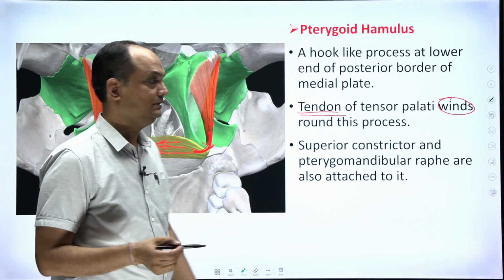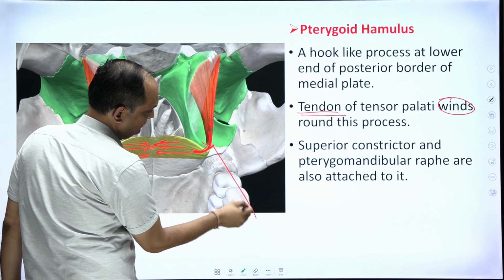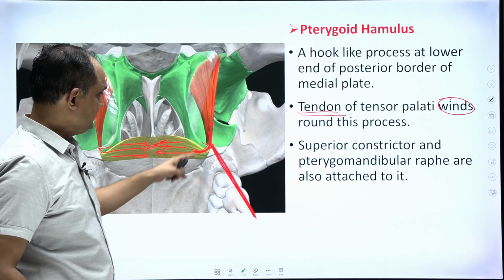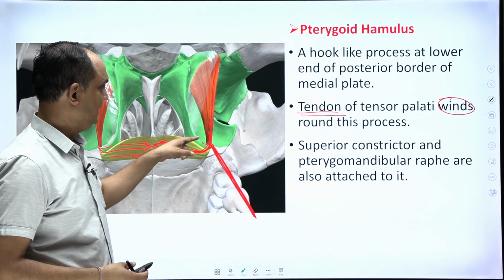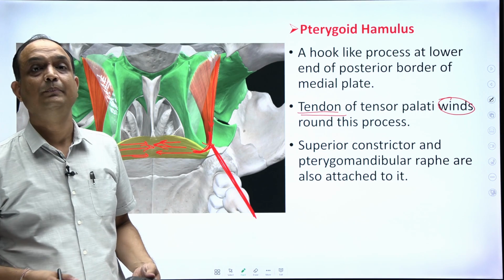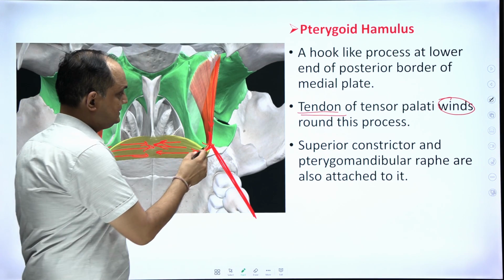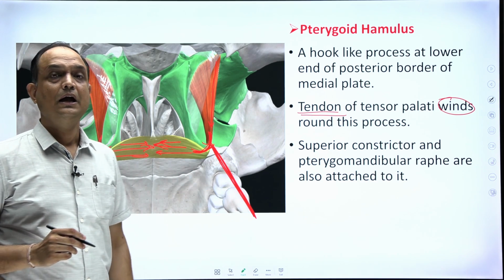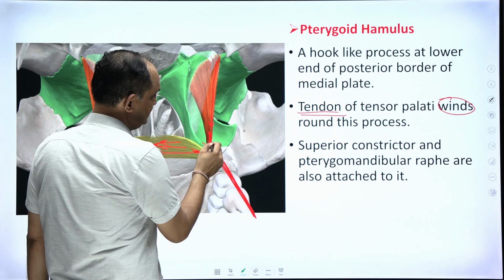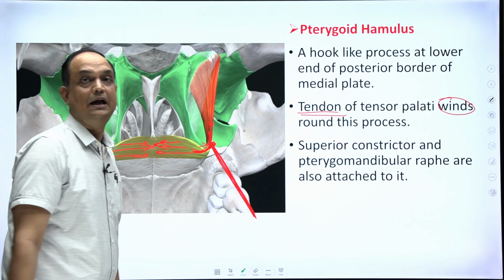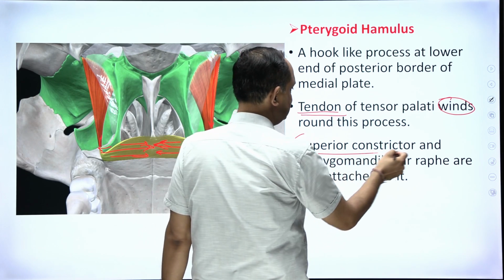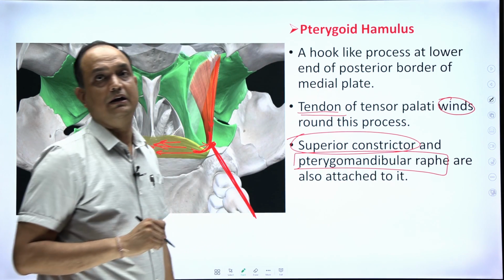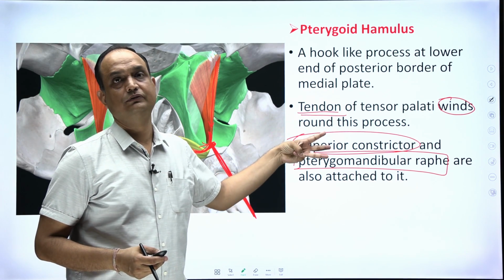Now apart from that, this tip will give attachment to a connection which is going to the mandible, known as pterygomandibular raphe. This pterygomandibular raphe, upper end is attached to the hamulus, lower end attached on the inner side of the mandible behind the third molar. This raphe is giving origin to the superior constrictor. Along with the raphe, the superior constrictor fibers also arise from the hamulus. So it is giving origin to some fibers of the constrictor, and it is giving attachment to the upper end of pterygomandibular raphe.